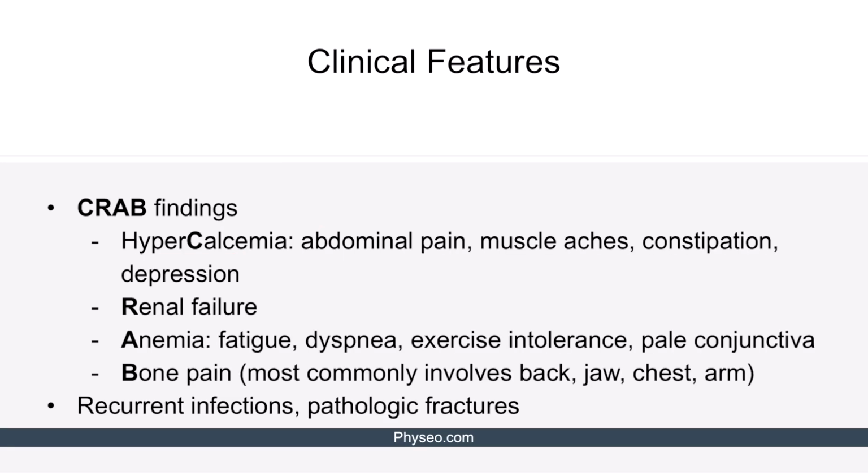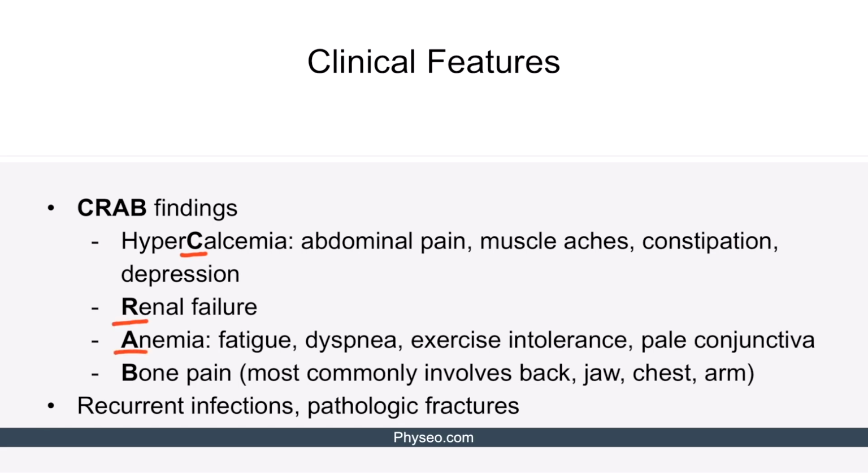Based on the pathophysiology, we can easily expect some clinical features of multiple myeloma. To make them easier to remember, let's use the mnemonic CRAB. C in CRAB stands for hypercalcemia. So the patient can present with symptoms of hypercalcemia, including abdominal pain, muscle aches, constipation, and depression. R in CRAB stands for renal failure.